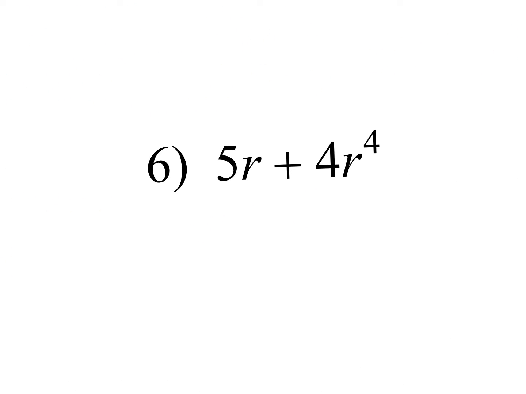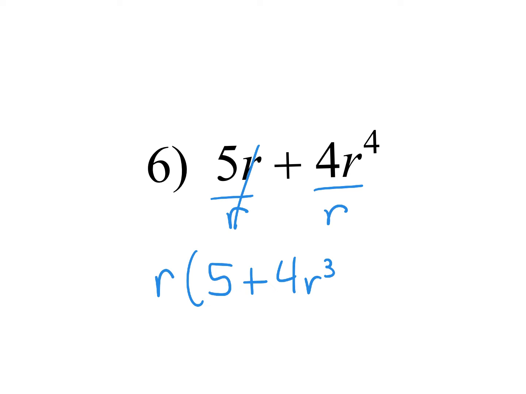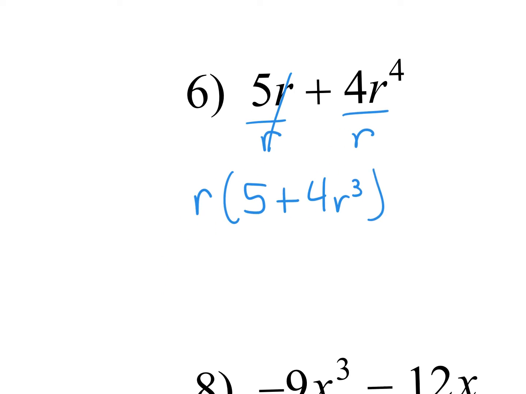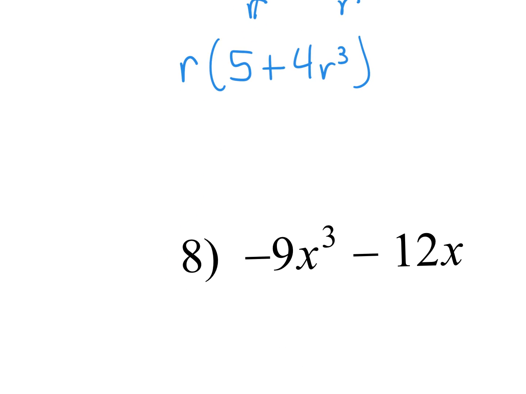If I come over here to 6. Any number in common that we can take out? No, but what do they both have? They both have an R, so you can take out just an R. My R comes out in front, and I'm left with 5 plus 4, what? R to the third. Good. Subtract those exponents. Good job. Very good.